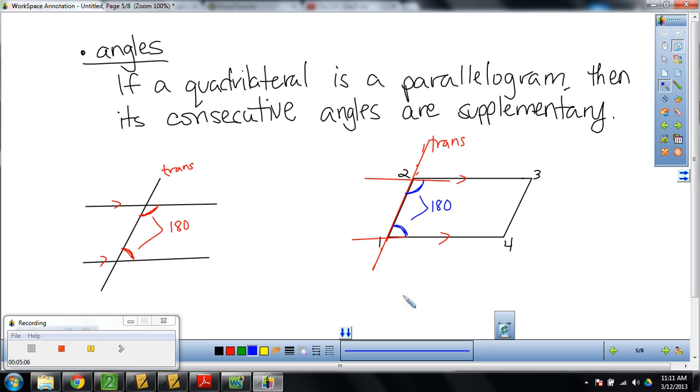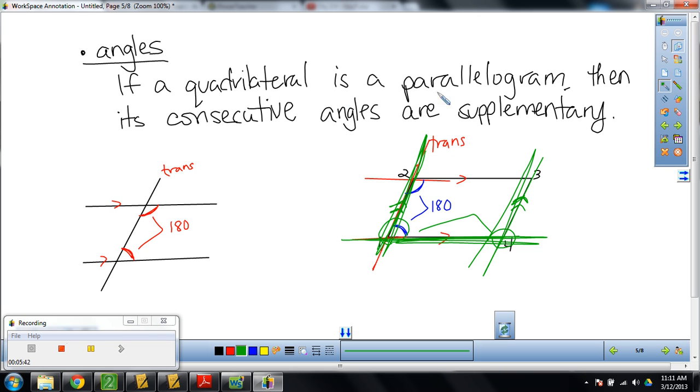Now, because we have two sets of parallel lines, both the top and bottom and these sideways parallel lines, we can get multiple sets of consecutive angles. So angle 1 and angle 2 are consecutive angles in this diagram, but angle 1 and angle 4 are also consecutive angles, because technically these lines are parallel as well. And so we can consider this the transversal and these the parallel lines.